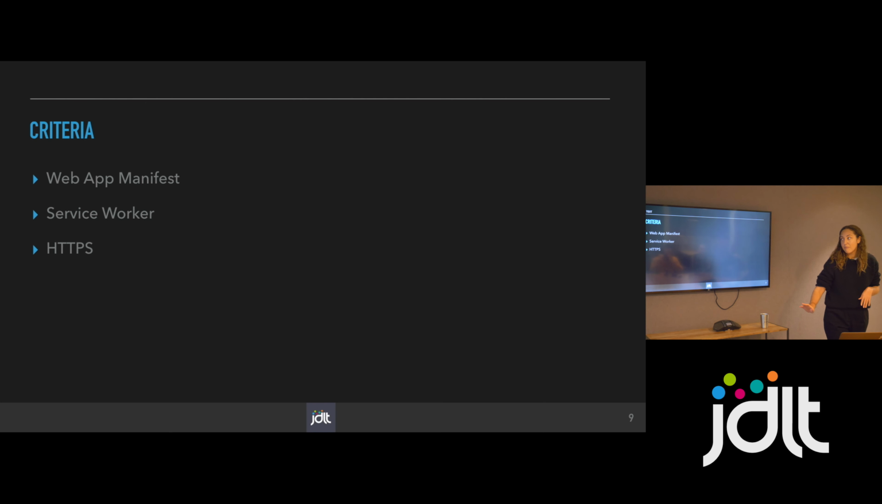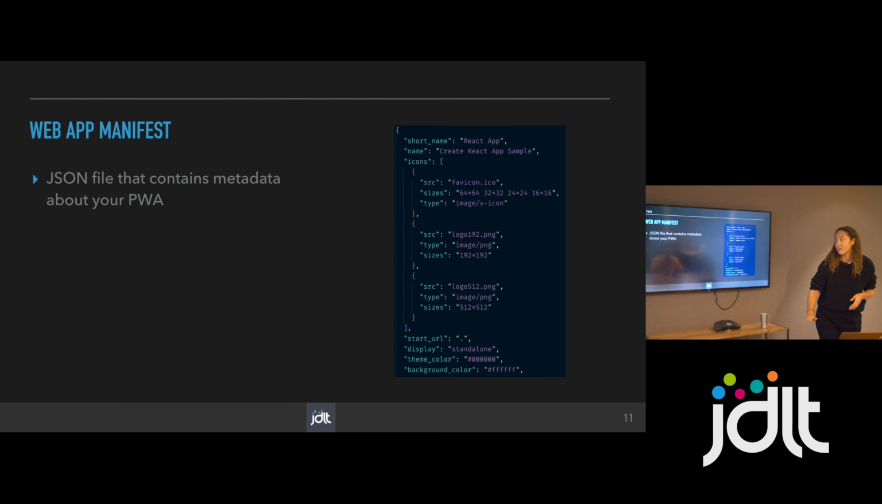So there are three main criteria that you need to meet if you're thinking about turning your web app into a progressive web app, baseline criteria. The first is your web app manifest, which is essentially just a JSON file that contains metadata about your PWA. This is one I took from Create React App and just added a couple of bits to show you how you could configure this. So I'll just talk you through it. The short name relates to the name that's shown on your home screen after the PWA has been installed. The name is what's used to prompt the user to actually download it in the first place.